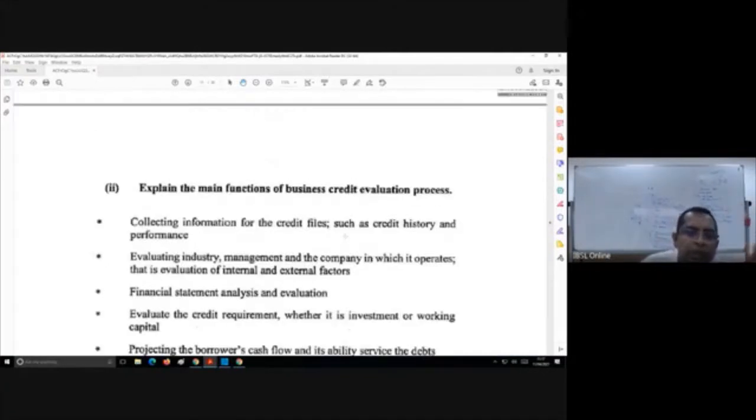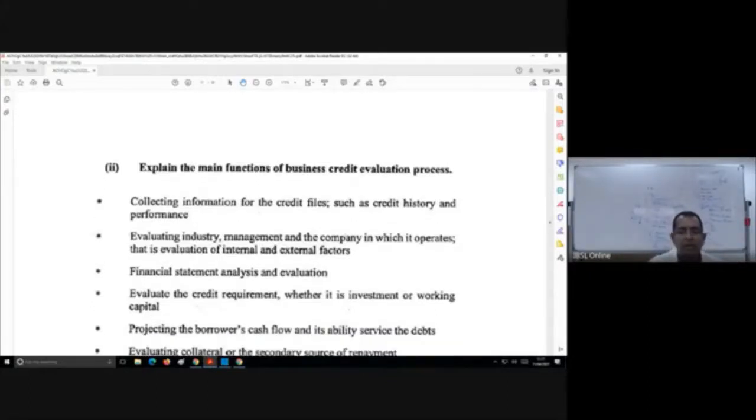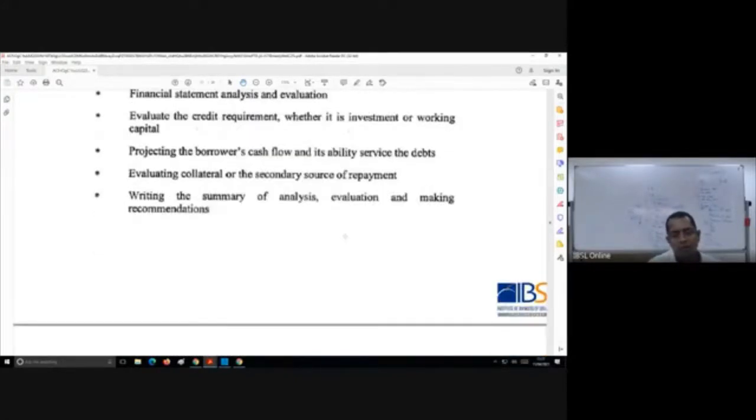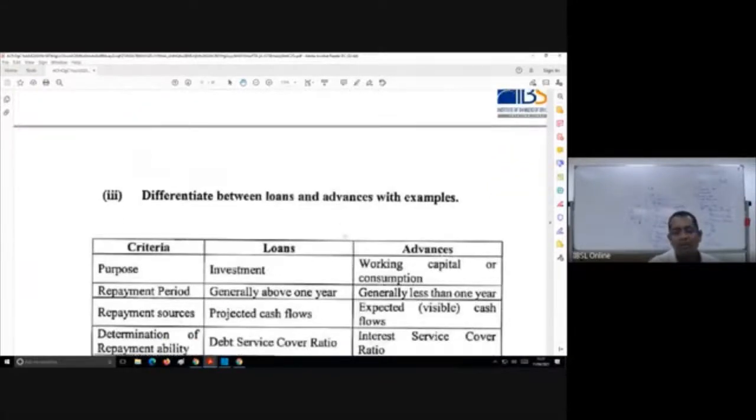So your question is, explain the main functions of the credit evaluation process. Collect information, look at the external and internal factors, financials, for what purpose, projections, debt service ability, security evaluation, final evaluation, and it goes for approval. So this is your day-to-day life.